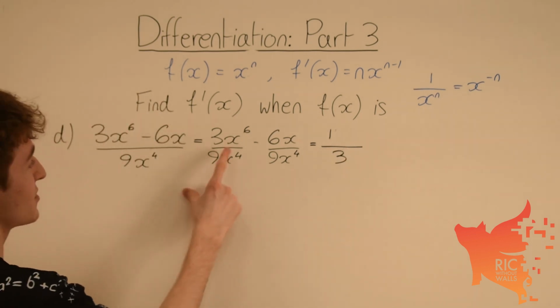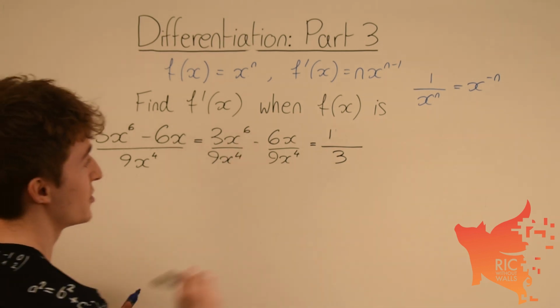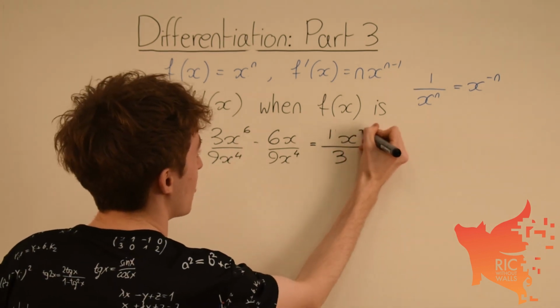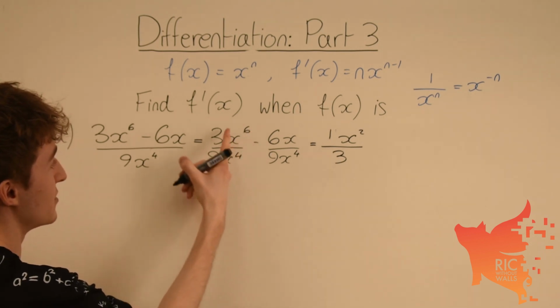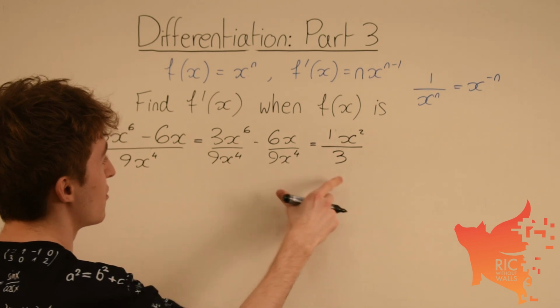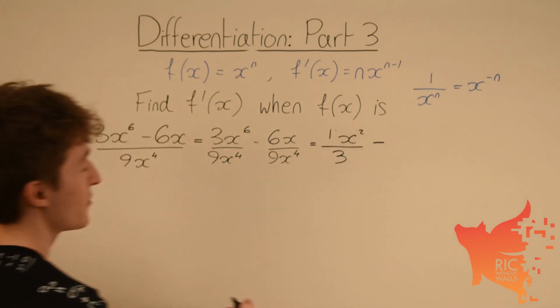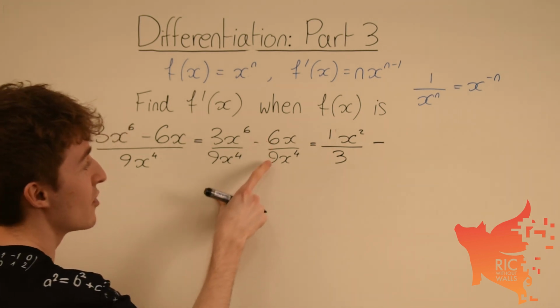Okay, now let's look at the powers of x. We've got x to the power of 6 divided by x to the power of 4, which leaves us with x squared, because we subtract the powers when we divide these terms. Okay, that's the first fraction done. We've got 1x squared over 3. Now, the second fraction, we've got minus, and again, if we just start with the numbers, we've got 6 over 9.